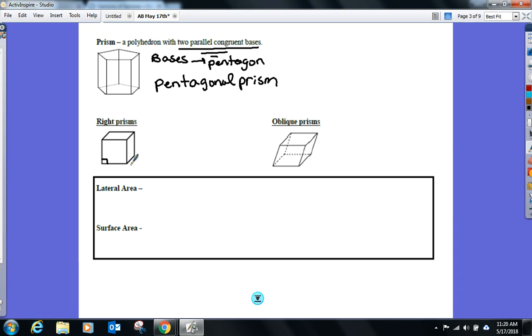All right, have you guys heard of these terms before, lateral and surface area? Yes? Okay, let me start with surface area first. Anybody want to explain surface area to me? No? It's area of something. It's area of everything. All right, it's the area of all the faces.